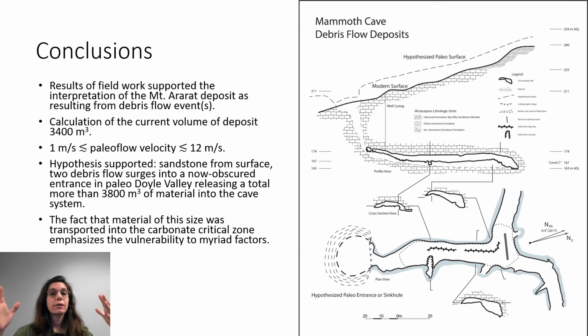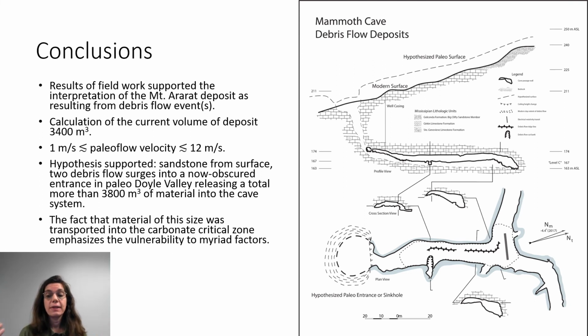There was sandstone that originated out on the surface in Doyle Valley with 2 debris flow surges into a now obscured entrance in Paleo Doyle Valley. So here you see the reconstructed paleo surface and our approximate location of where there may have been an entrance over 1 million years ago. This would have washed more than 3,800 cubic meters of material into the cave, some of which was subsequently eroded by that side channel and down the side passage.